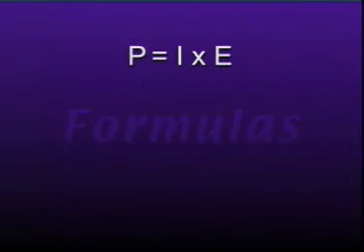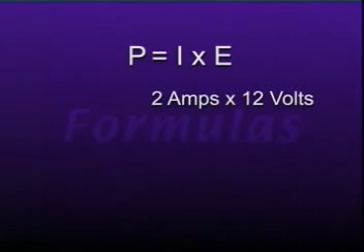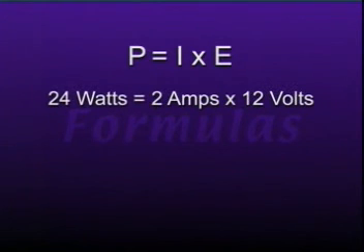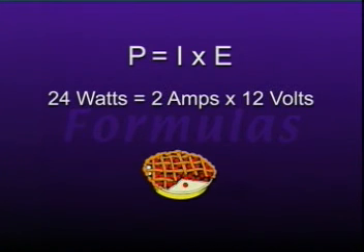For example, in a 12-volt circuit with 2 amps of current flowing, the wattage would be 24 watts. 2 times 12 equals 24. A good way to remember this formula is to remember the common dessert, pie. P equals I times E.